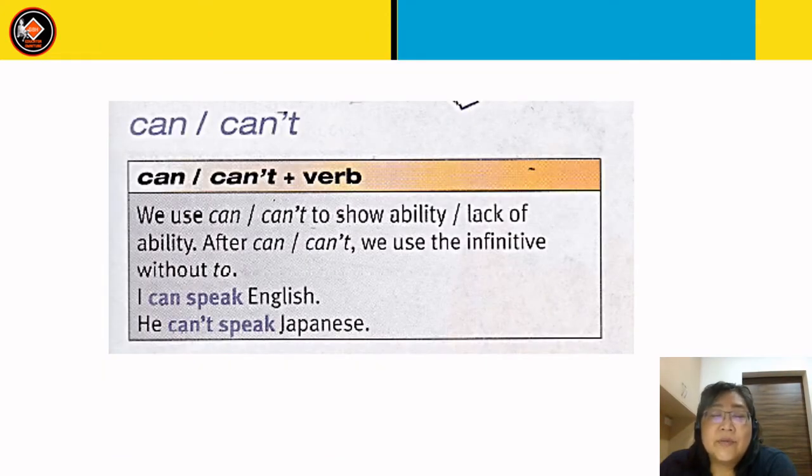Let's look at the next grammar item. We have can and can't. Can and can't must be added with a verb. We use can or can't to show ability or lack of ability. After can or can't, we use the infinitive without to. Example, I can speak English. Or he can't speak Japanese.